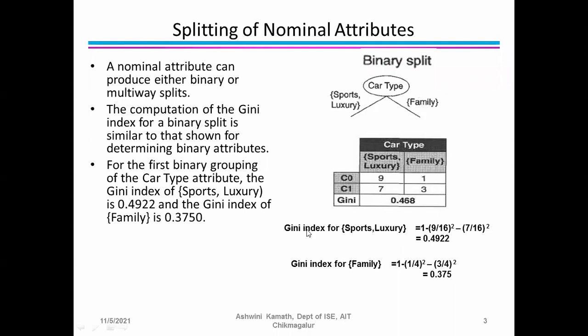So here, for the first binary grouping of the car type attribute, the Gini index of sports and luxury is 0.4922, and the Gini index of family is 0.375.